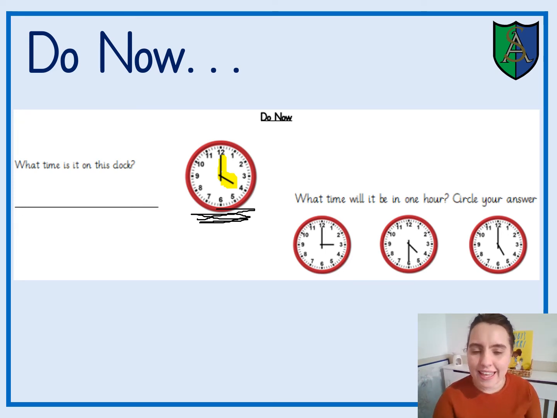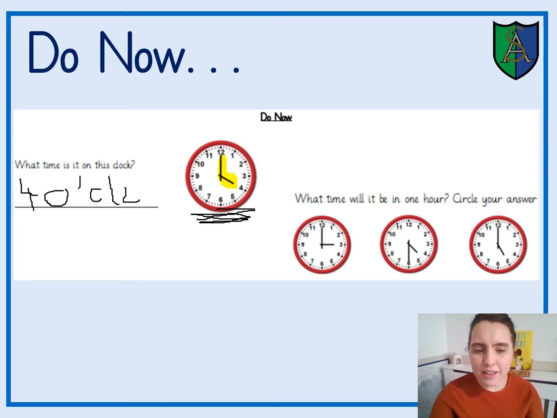So now we need to think about the hour that it is pointing to. What hour is this clock pointing to? Well done if you managed to identify that it's pointing to the 4. The smaller hand is pointing to the 4, isn't it? So that means that it is 4 o'clock.